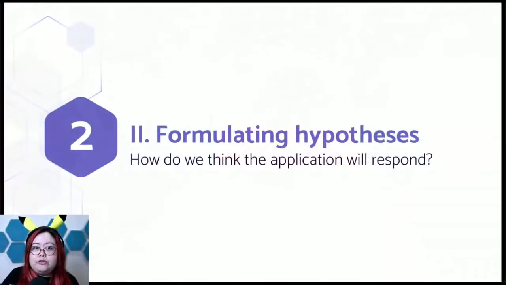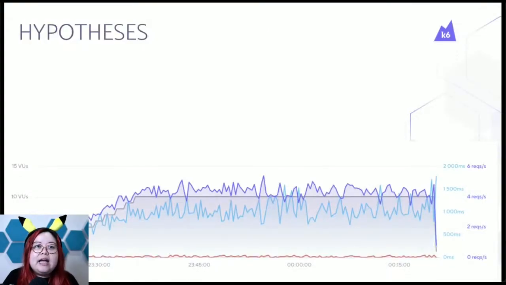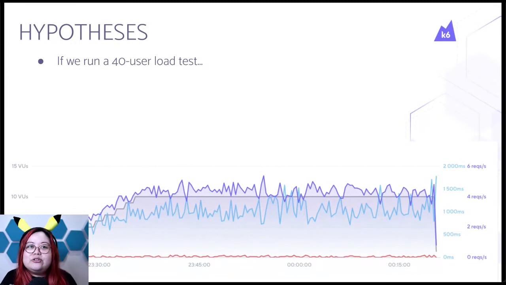So the second step is to formulate the hypothesis. What experiments do we want to run? And how do we think the application will respond? Well, I knew I definitely wanted to do some sort of load test. Given that this is a demo app, I think that a 40 user test is already 4 times our baseline, so that's enough load. I also wanted to know what would happen if one of the pods was terminated.